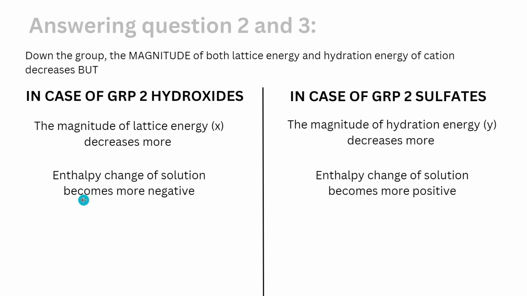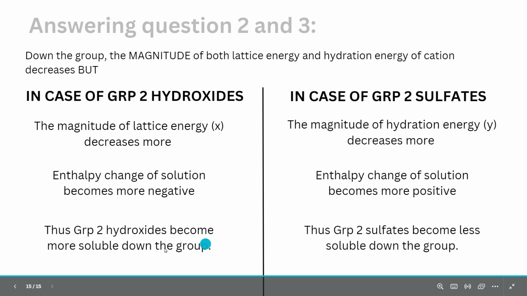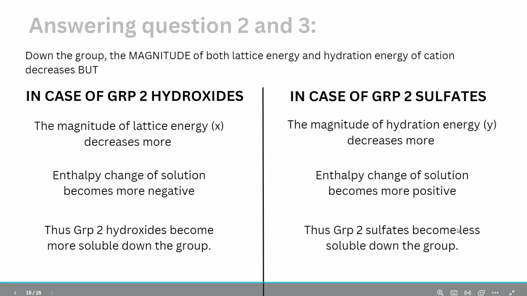So when the enthalpy change of solution becomes more negative, it becomes more exothermic and thus enthalpically more likely to occur. So the compound becomes more soluble. Thus group 2 hydroxides become more soluble down the group, and group 2 sulfates become less soluble down the group. That's all.